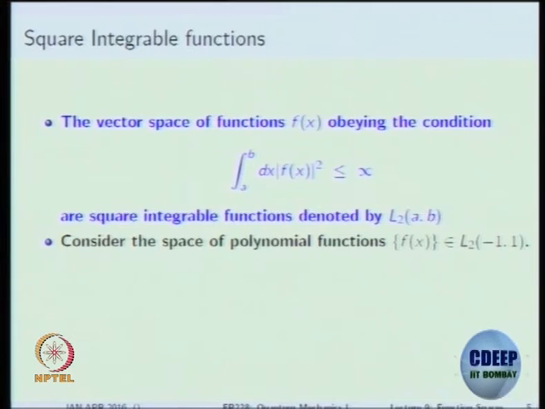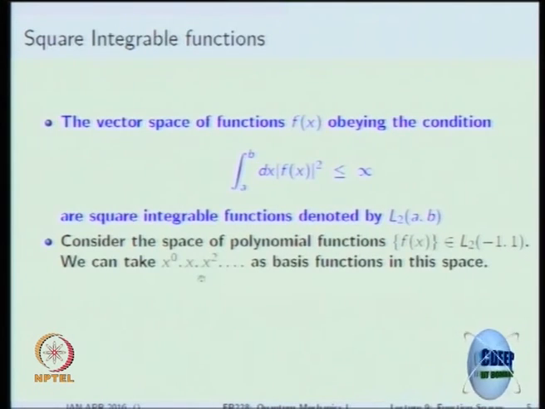So let's take the simplest set of functions which belong to L2 of -1 to +1. You understand what I mean? X takes values from -1 to +1. This is the simplest set of basis functions we can think of: polynomial powers of x. X to the power of 0, x, x squared, and so on.